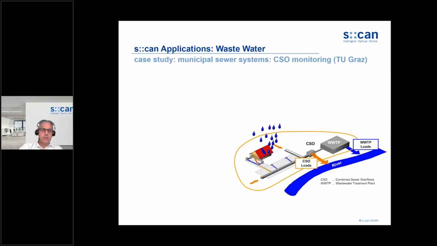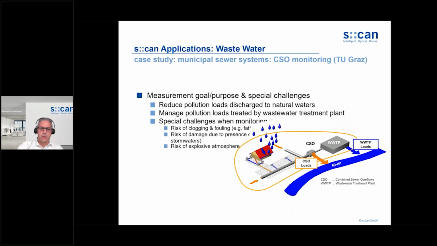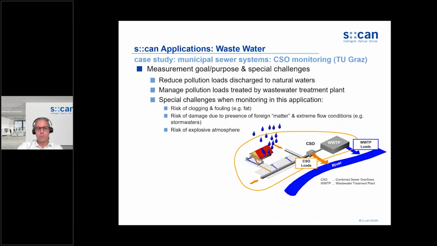This is the first case study we present today, monitoring of combined sewer overflows. The measurement goal and purpose in this application is to reduce the pollution load, both the pollution load discharged to natural waters and to manage the pollution load treated by the wastewater treatment plant. Special challenges when monitoring this application are the risk of clogging and fouling, e.g. FOG, the risk of damage due to stormwater conditions, you could see them in the video, and the risk of explosive atmosphere.